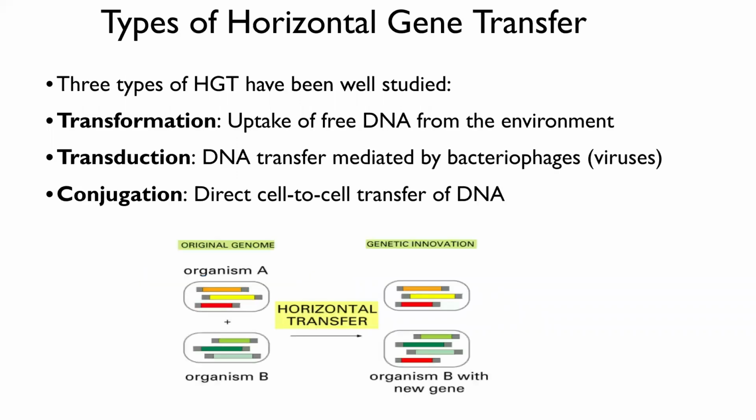Now, remember there are three types of horizontal gene transfer: transformation, transduction, and conjugation, right? Transformation is direct uptake from the environment. Transduction is virus-mediated, and conjugation is direct cell-to-cell transfer of the DNA.